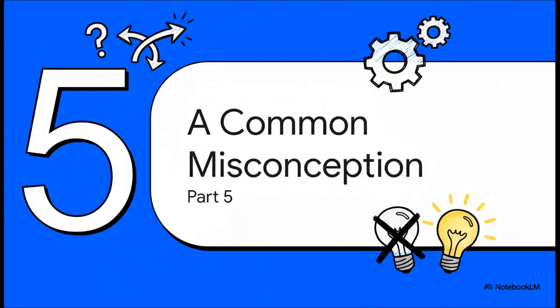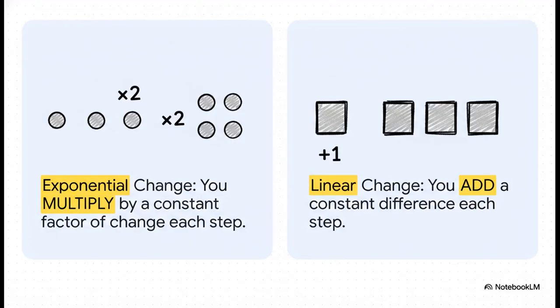Okay, before we go any further, I want to quickly talk about one of the most common ways people get mixed up when they're first learning this stuff. It's a really simple mistake, but it's super important to get it straight. Here's the deal. Exponential change is all about multiplying. You are multiplying by the same factor over and over again. Now, you probably remember linear change, right? That's all about adding or subtracting. You're just adding the same amount each time.